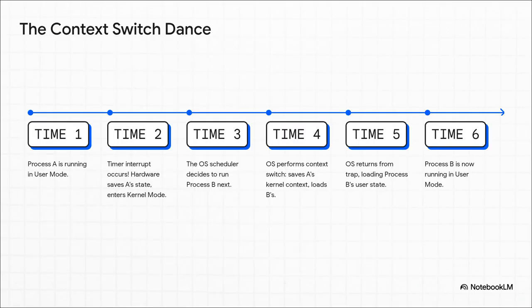So check out this incredible high-speed dance. Process A is humming along. Then, bing! The timer interrupt goes off. Hardware automatically saves a few key pieces of A's state and hands control to the OS. The OS scheduler says, okay, it's process B's turn now. It then performs the full context switch, carefully saving the rest of A's info and loading everything for B. And here's the clever bit. When the OS returns from the interrupt, it doesn't go back to A. It goes to B, which picks up exactly where it left off.